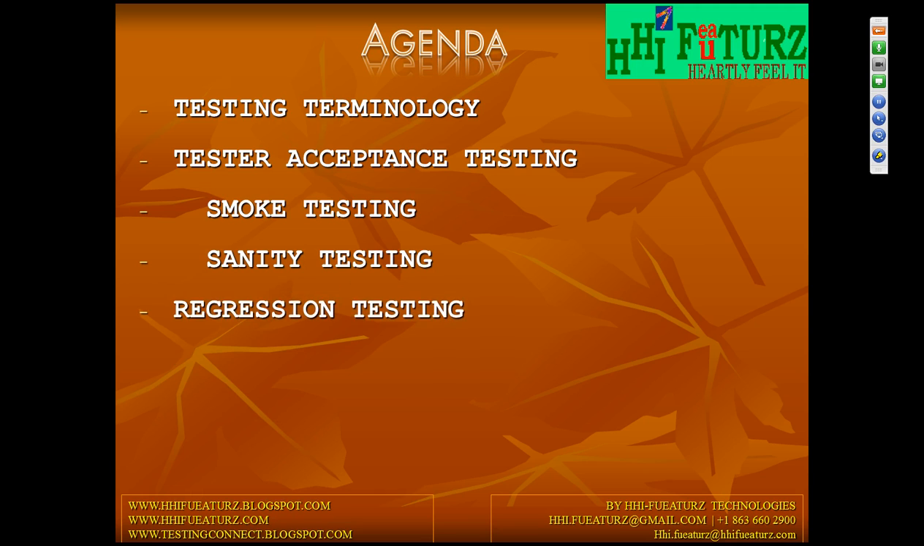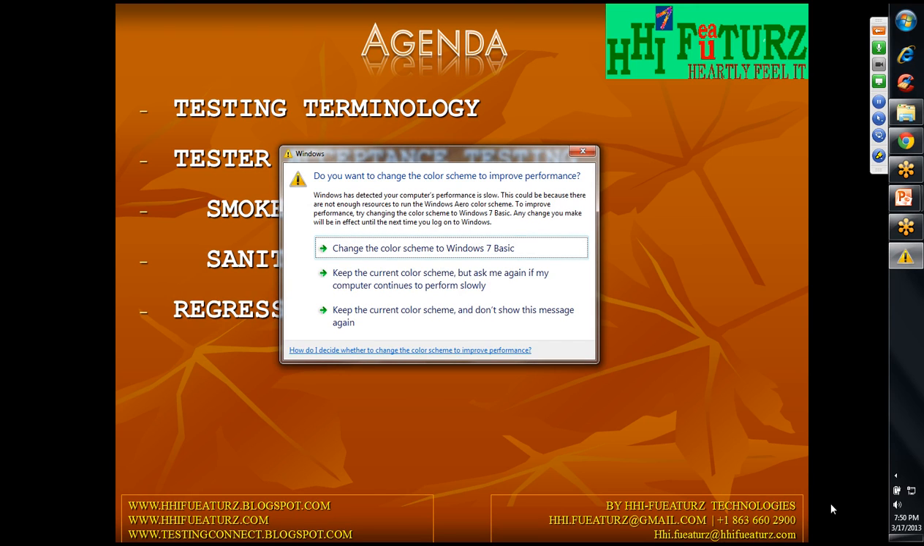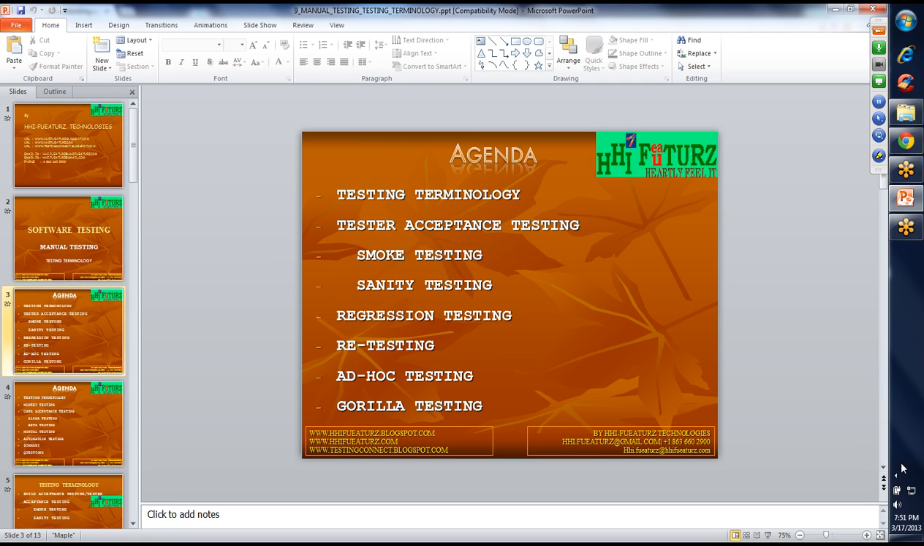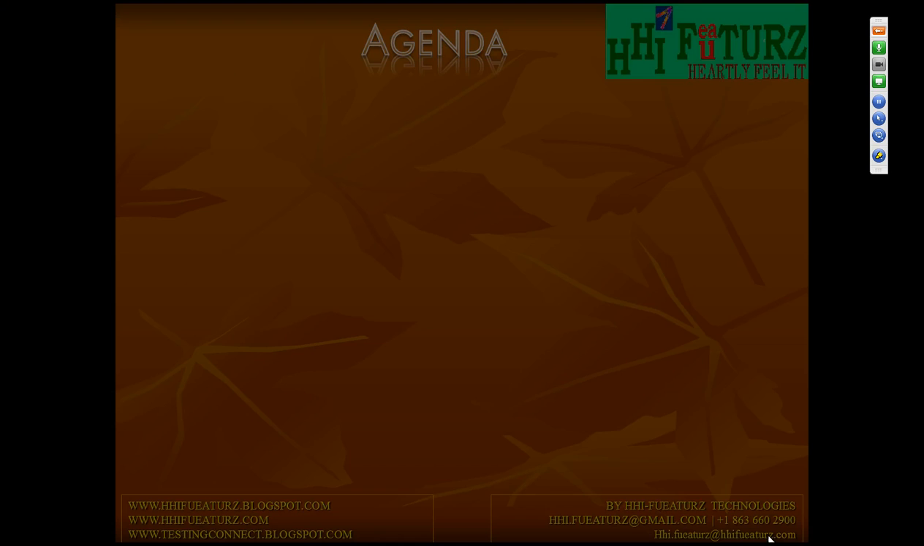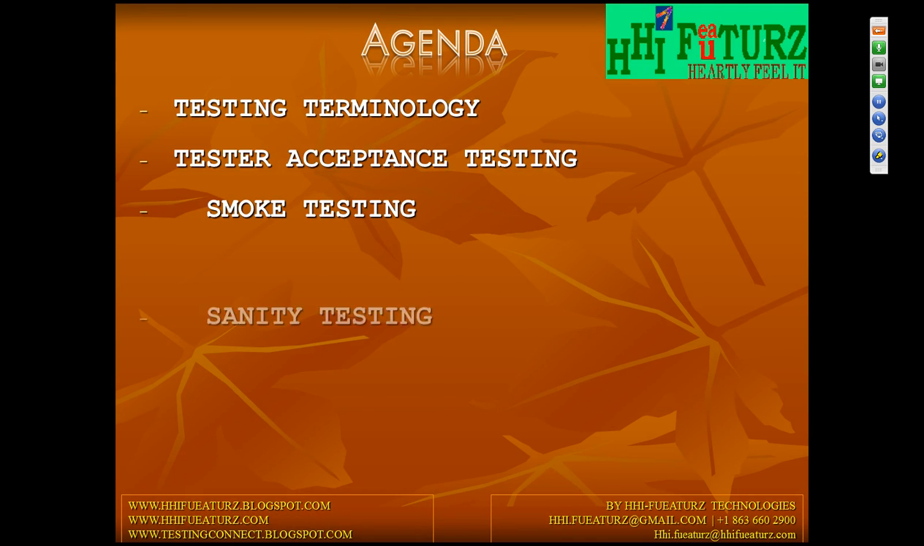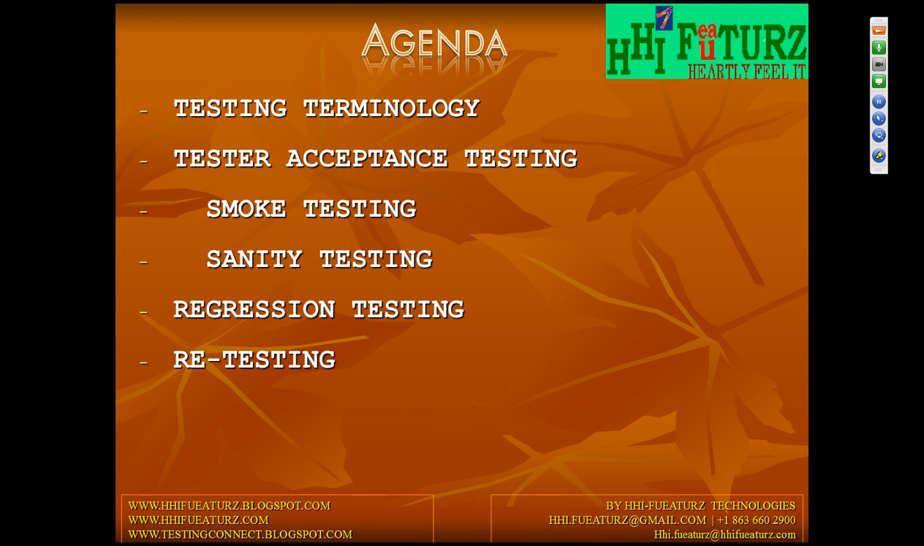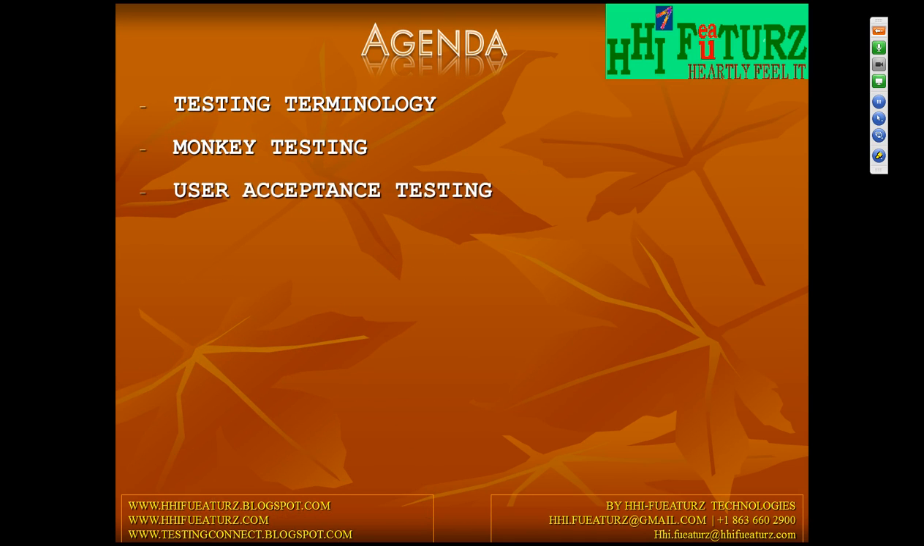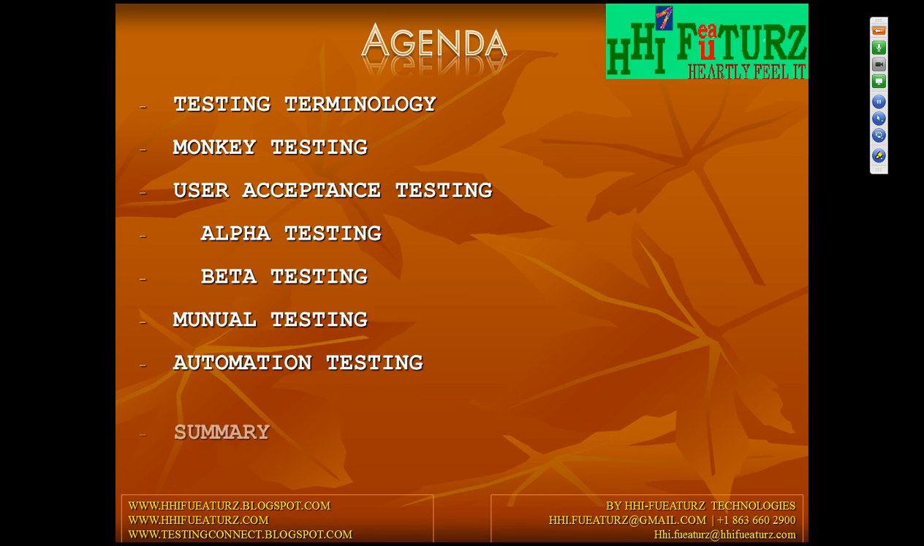Then we go for regression testing. If you are into testing, 90% or 80% of your job, you will be doing regression testing. Then we go for retesting, then ad hoc testing, then gorilla testing, manual testing, automation testing, okay, and user acceptance testing. So these are all the different testing terminology we come across. We go one by one.